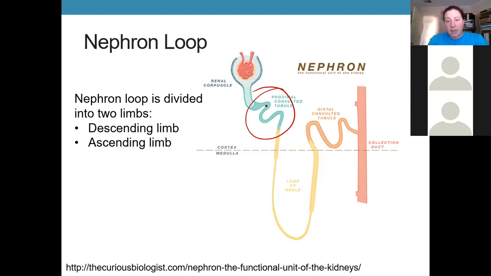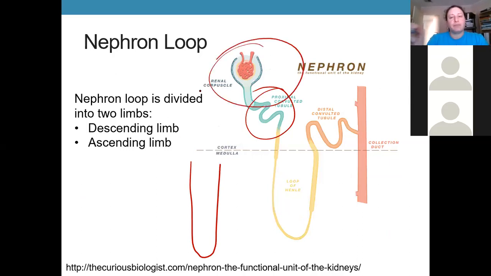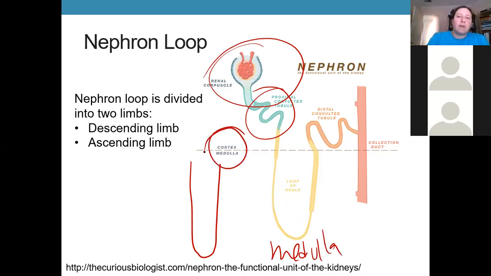It's called a loop because it literally goes one way and then loops back the other way. Because it's going one way and then turning, we have a descending limb that moves away from the rest of the nephron. This is moving deeper into the medulla. So notice that we have a dividing line here, cortex up here, medulla down here. So it loops down into the medulla and then back up again with the ascending limb and connects up to the next part of the tubule.